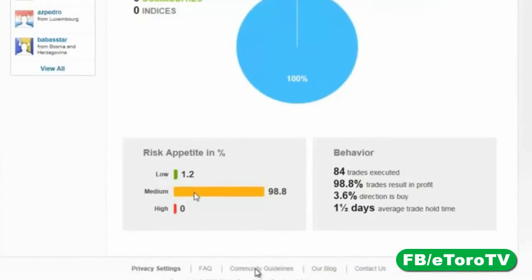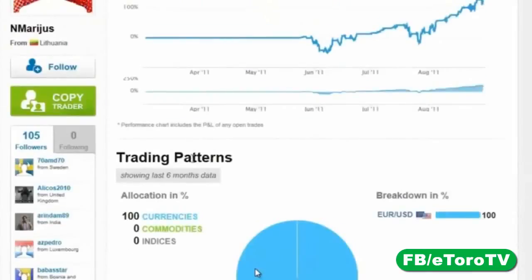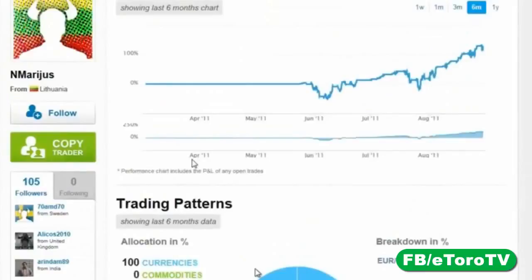It's medium risk appetite. This guy likes to hold his trades. He's what we call not a long-term trader. He's a short-term trader, but not an extremely short-term trader. He does hold his trades for 1.5 days. Okay, that's overall what we can see about him. And you know what I think? I think that this trader knows what he's doing with regards of the euro dollar. So when it comes to trading the euro dollar, I would like to copy everything that he does.